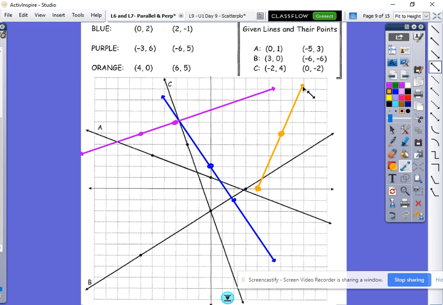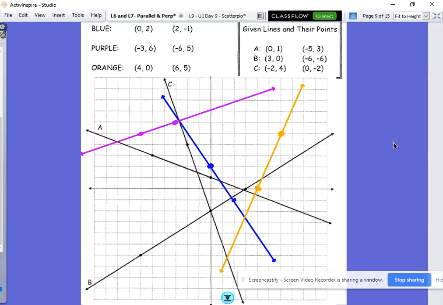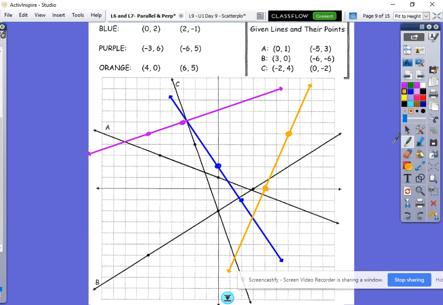Okay, graph those points, and then use those points to try to extend your line. Make sure you're extending the line as far as possible. It's gonna look kind of crazy on your graph, but you want to make sure you have a good visual for what's going on. So the reason why we're doing this is we want to be able to compare the purple, the blue, and the orange line to lines A, B, and C that are already there.